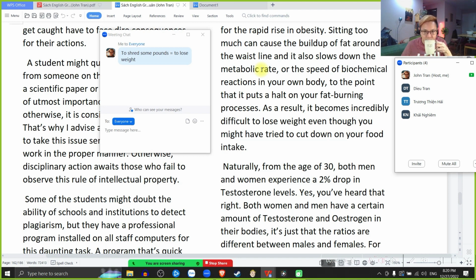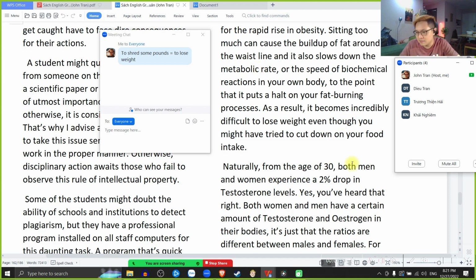Rapid rise in obesity. Sitting too much can cause the build-up of fat around the waistline, and it also slows down the metabolic rate.